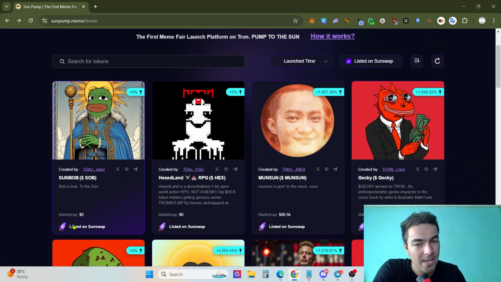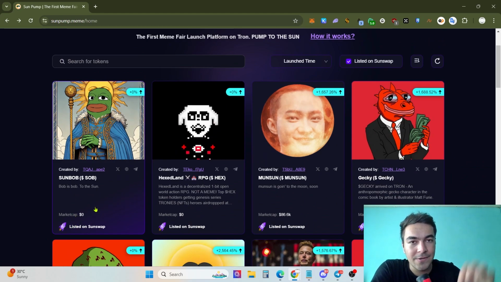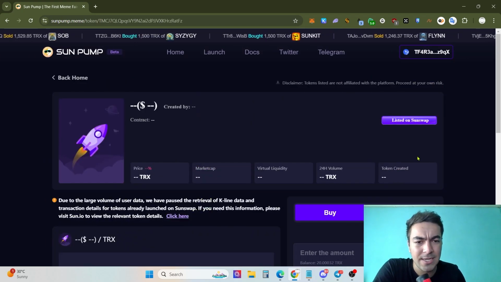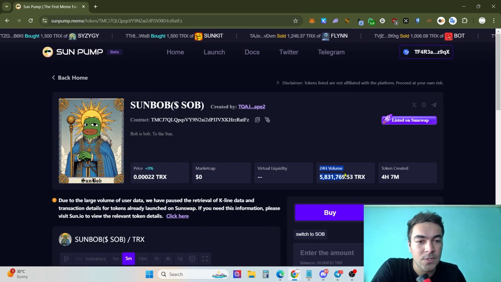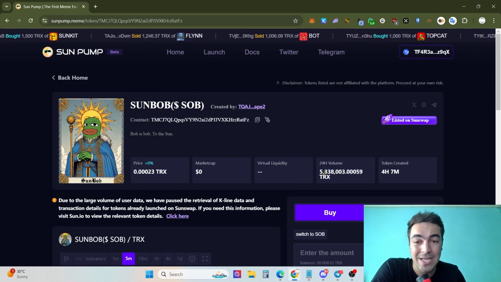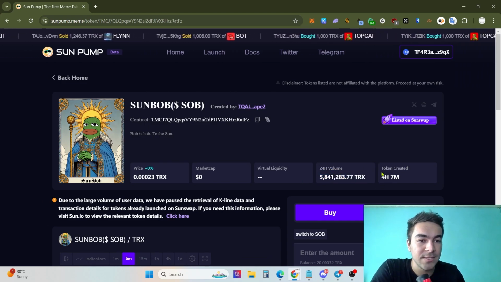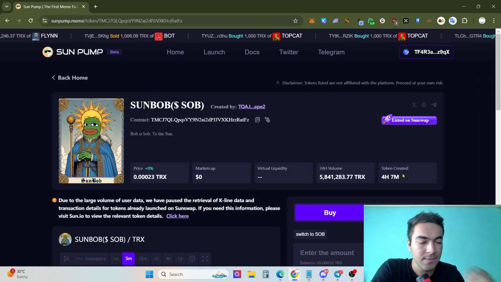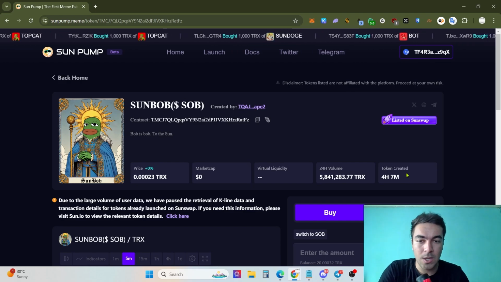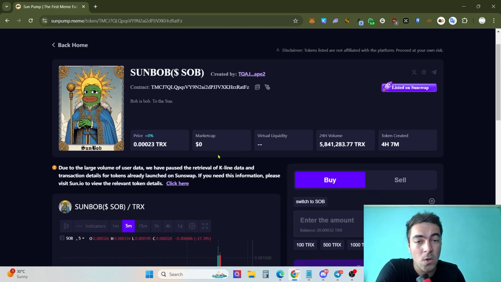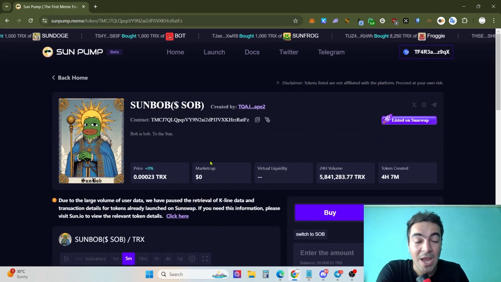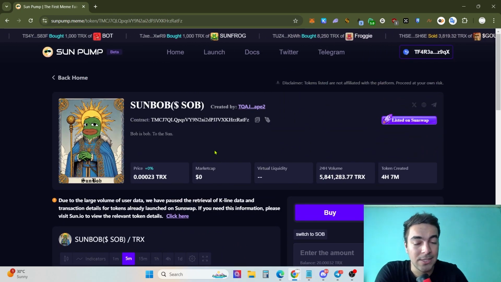For example, what's the market cap? Probably it had already newly graduated, and right now that's the first time on SunSwap. Just take a look. For example, 24 hours volume is like this, so massive, 5.8 million Tron, and token created 4 hours ago, that means. And market cap, there is no market cap, but actually probably that's the Sunpump error because the token had already been newly listed on SunSwap.